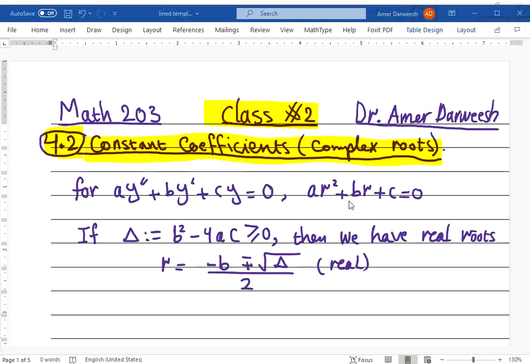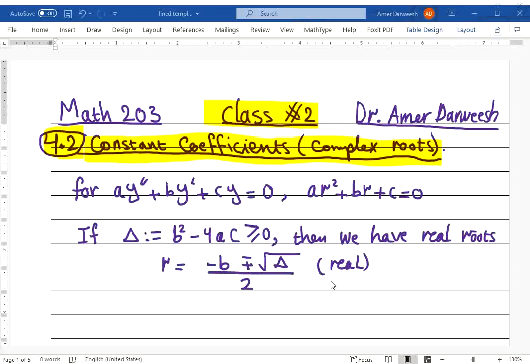ar squared plus br plus c equals 0. هلا لما نحسب ال discriminant للquadratic equation, discriminant equals b squared minus 4ac. If it is non-negative, greater than or equal to 0, then we have real roots. The real roots are given by the formula r equals minus b plus minus square root of the discriminant over 2. These are either repeated or two roots.